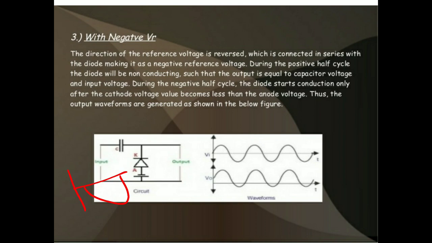While we are considering the negative half cycle, the capacitor is fully charged. The negative terminal of the reference voltage is connected to the anode of the diode and the positive terminal is connected to the ground. That means all the voltage is passed to the ground level. During the negative half cycle the capacitor is fully charged.